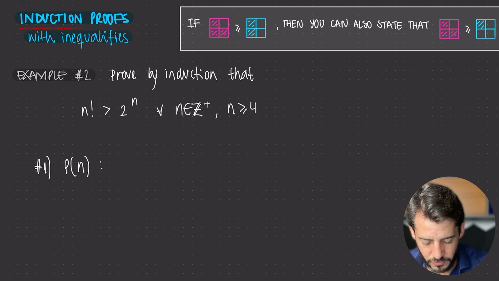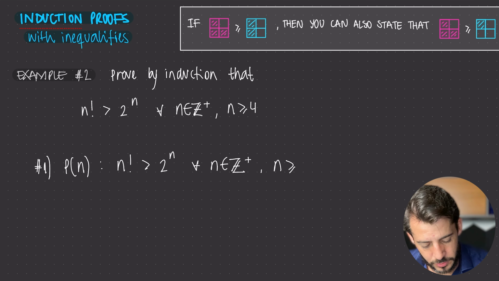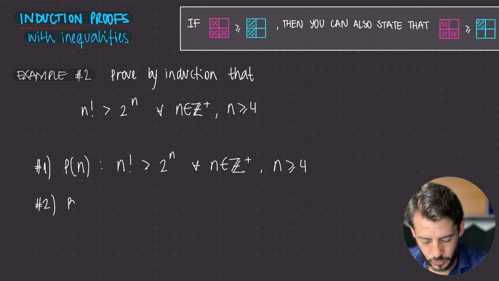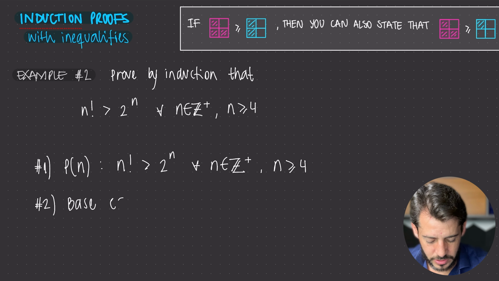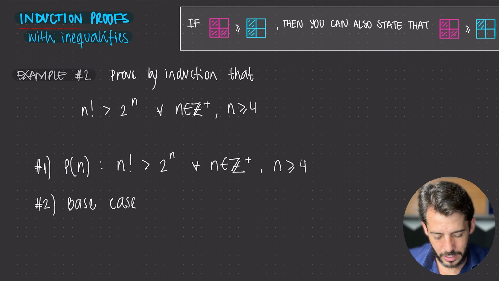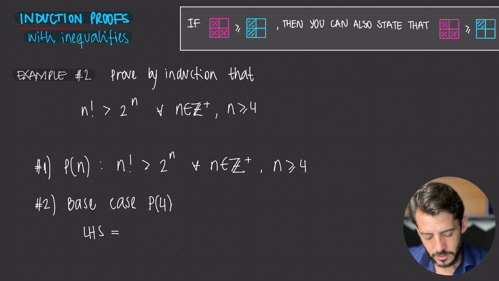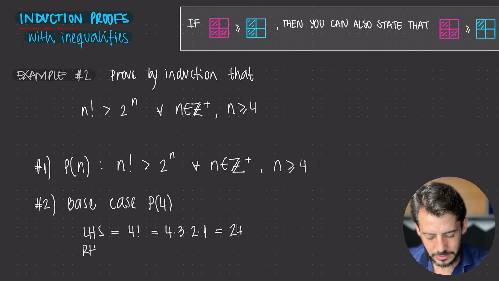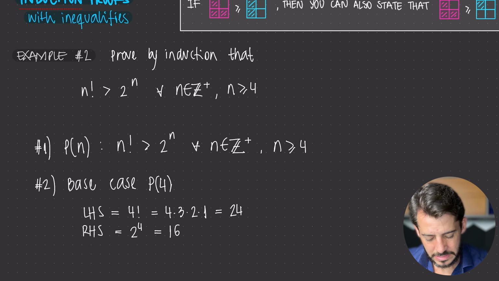Our propositional function is n factorial is greater than 2 to the n for all positive integers greater than or equal to 4. This is what we're trying to prove. And we're going to start with the base case, which is a substitution by 4 into n. The left-hand side is equal to 4 factorial, which of course is 4 times 3 times 2 times 1, also known as 24. And the right-hand side is 2 to the 4th, which is 16.